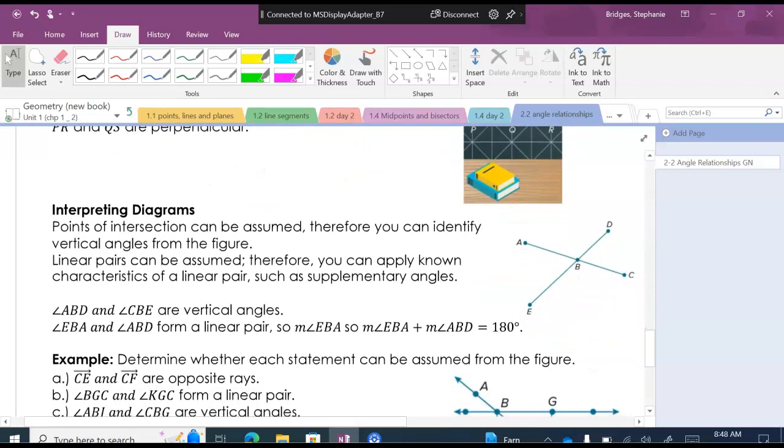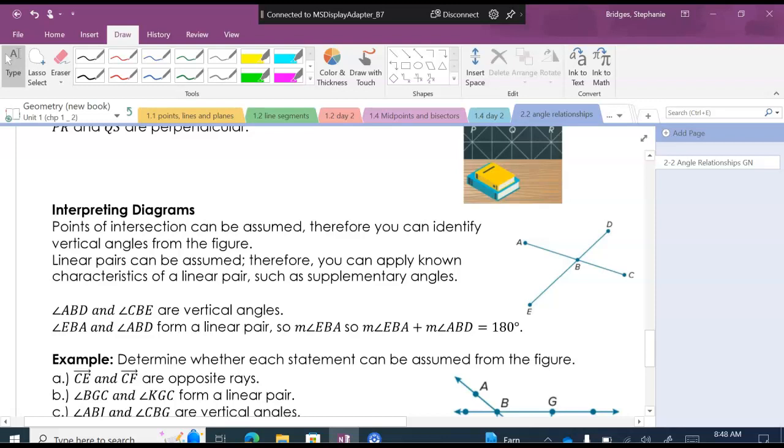Okay, so let's read through what this says about interpreting these diagrams. It says points of intersection can be assumed. You can see where things intersect. Therefore, you can identify vertical angles from the figure. Linear pairs also can be assumed. Therefore, we can apply the known characteristics of a linear pair. Which is what? A linear pair adds up to be how much? 180. We form a line, that's 180 degrees. So linear pairs can always add together to equal 180.